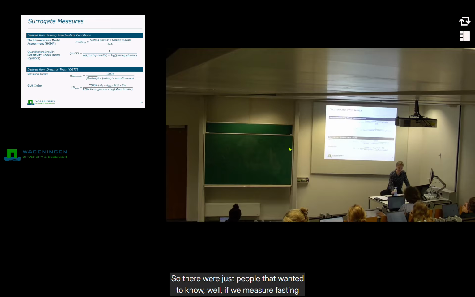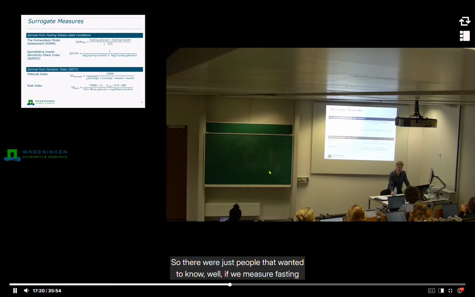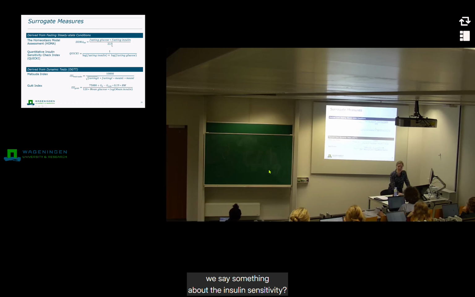So there were just people that wanted to know, if we measure fasting glucose and fasting insulin, how can we say something about the insulin sensitivity? And then they came to this formula of HOMA, for example.